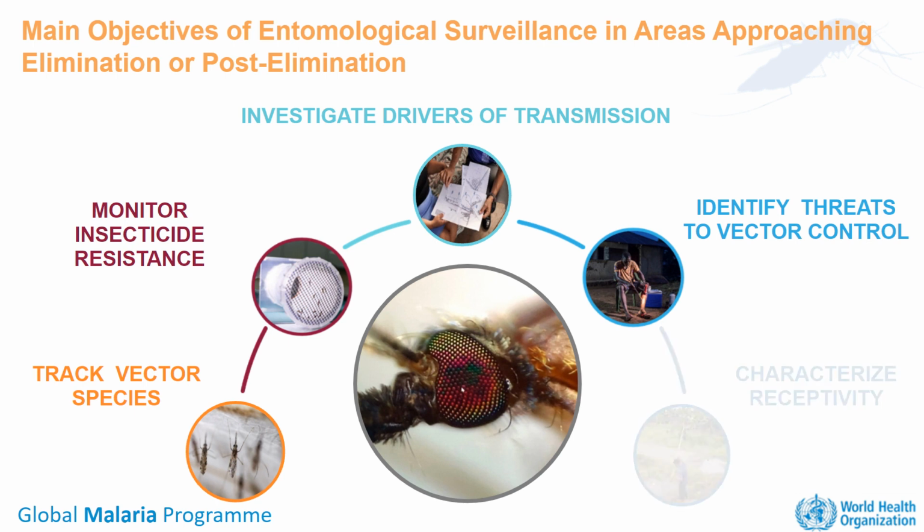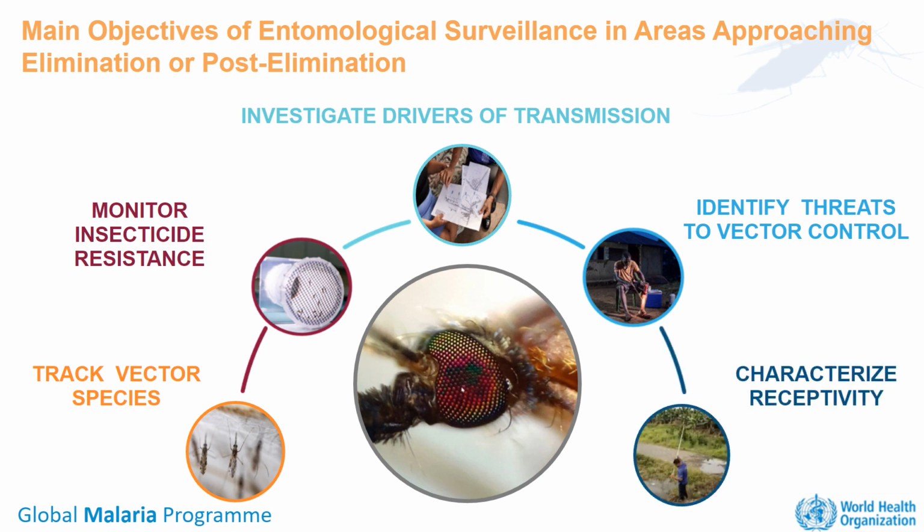Finally, entomological surveillance can be used to estimate levels of receptivity. In the first part of this module, we reviewed the concept of vectorial capacity and receptivity, and how entomological data can contribute to our understanding of how receptive to transmission an area might be when nearing malaria elimination or post-elimination.